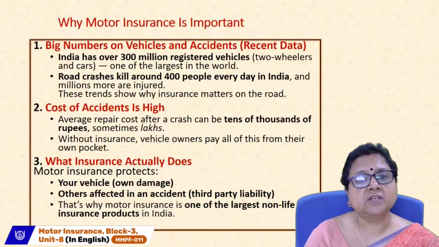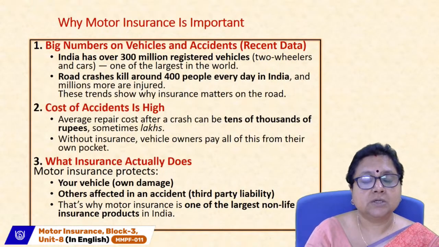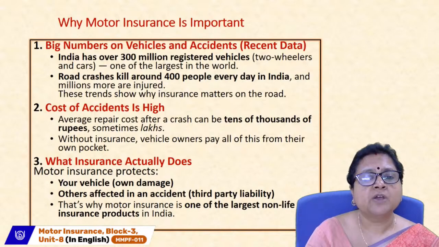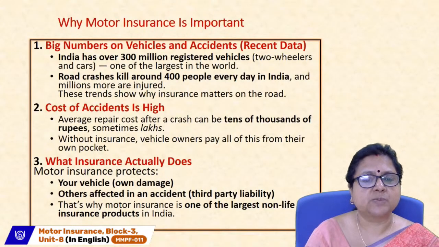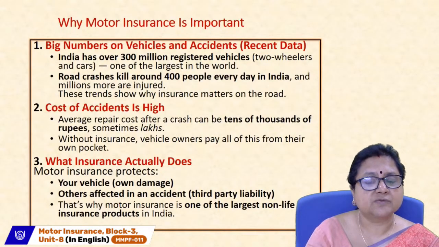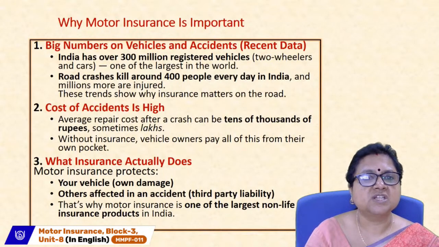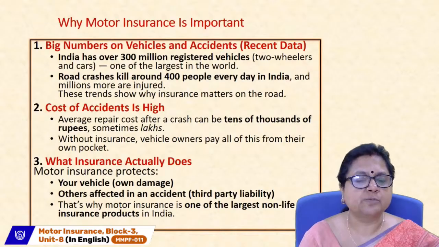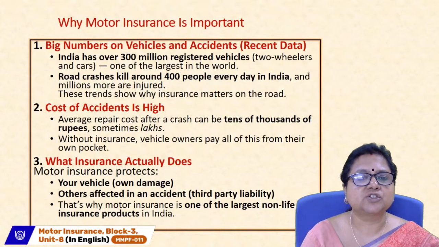Now, focusing on some recent data, why is the concept of motor insurance of prime importance nowadays? Because a very huge number of vehicles and accidents are incurred daily. India has over 300 million registered vehicles, comprising both two wheelers and four wheelers, one of the largest in the world. In road crashes, around 400 people are killed every day, and millions of people are injured. This data is a severe concern for the government, on how to strengthen the concept of motor insurance. That is why motor insurance has gained a lot of importance due to rising trends of accidents and rising purchase of vehicles.